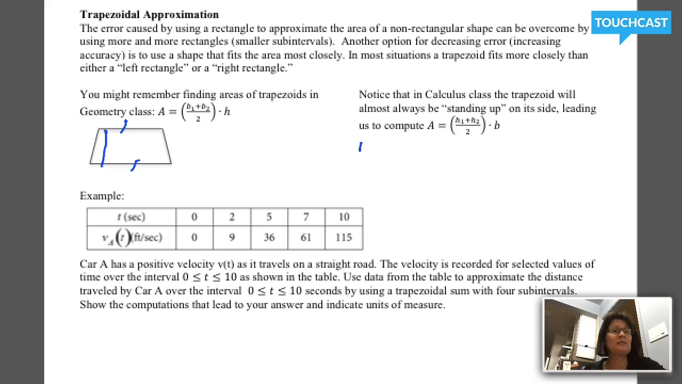Most of the time in calculus, all of the time that we're going to use a trapezoid to approximate an area under a curve, our trapezoids are going to be standing up. Their two parallel sides are going to be vertical. So we usually think of this as a height. I'm going to call this height 1 and height 2. We're going to find the average of the two heights and multiply by the distance between those two parallel vertical sides, which you might think of as the width of the rectangle. I'm going to call it base. So the average of the heights multiplied by the base to find the area of a trapezoid.